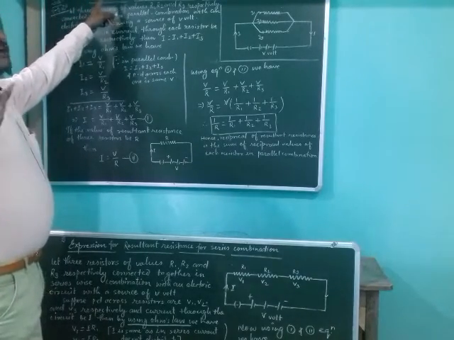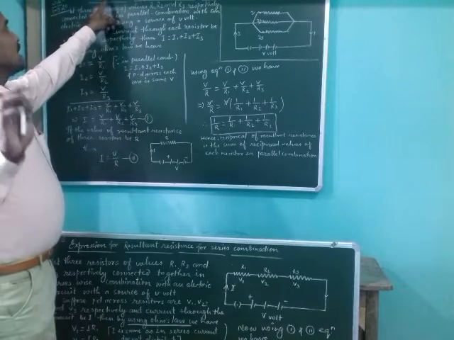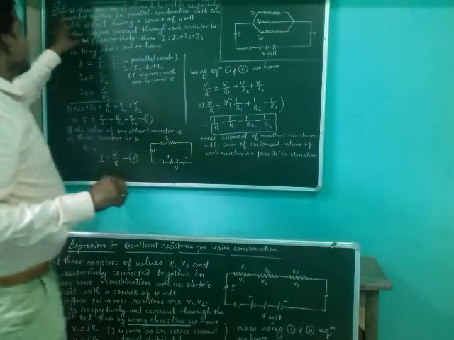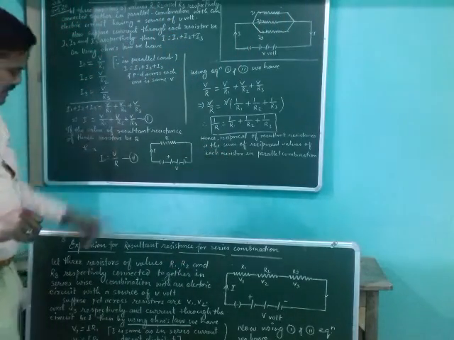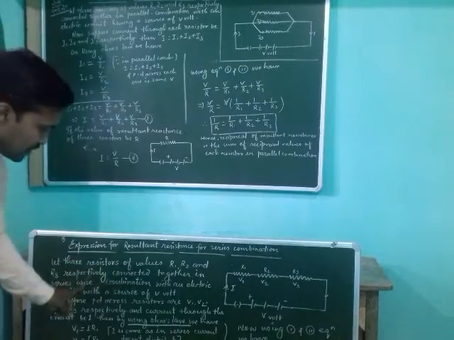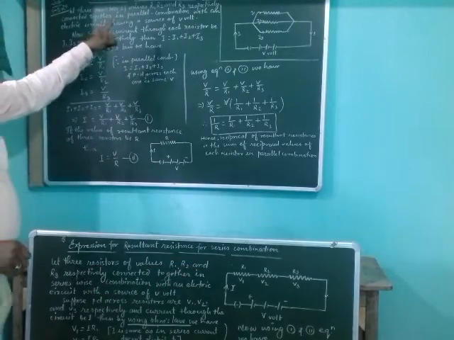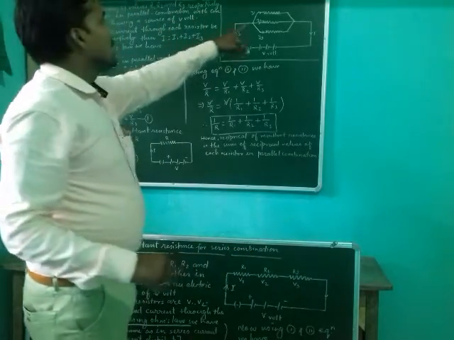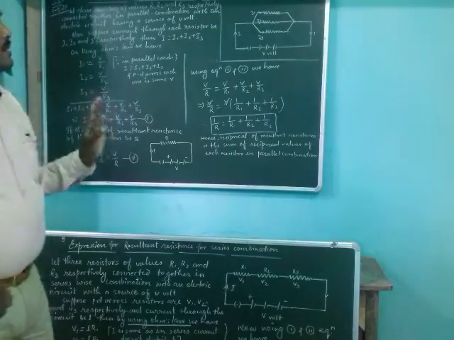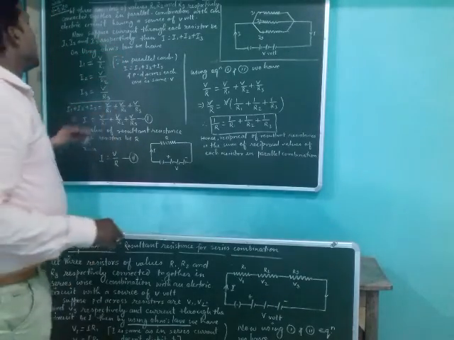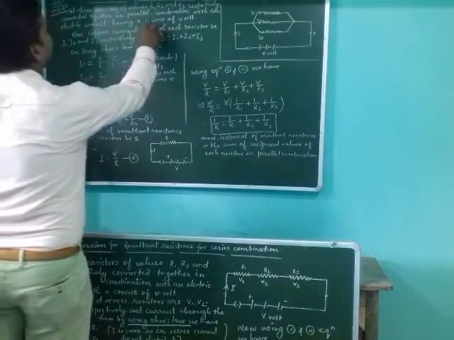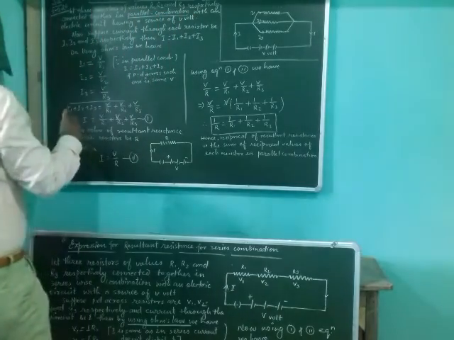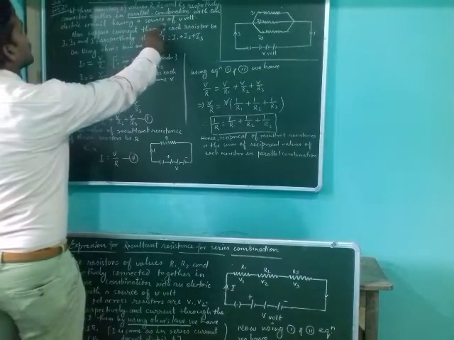Now we are going to get the expression for the resultant resistance for the parallel combination of resistors. Let three resistors, in the same way that we assumed in the series case, have the same parameters. In place of series combination I have written here parallel combination, with an electric circuit having a source of V volt.